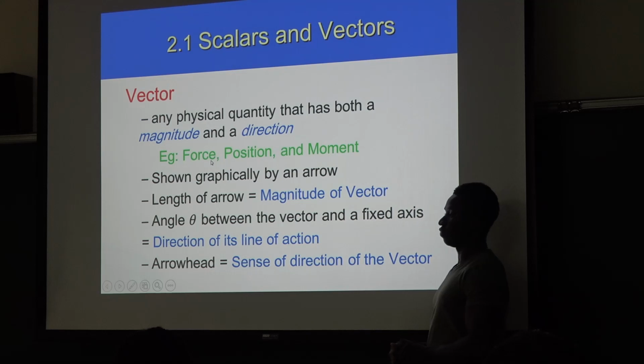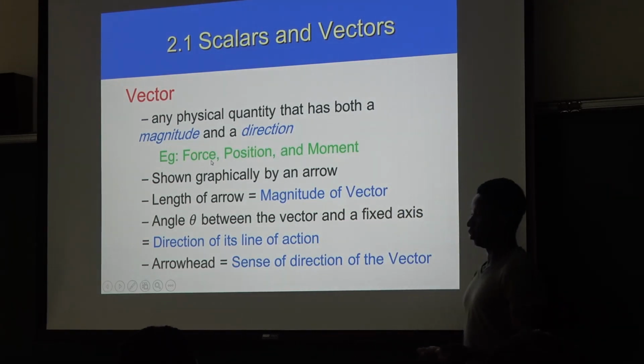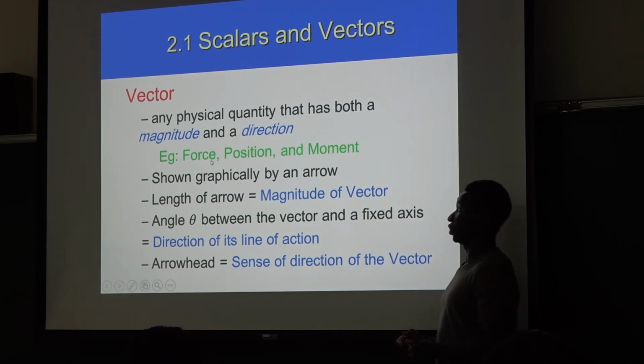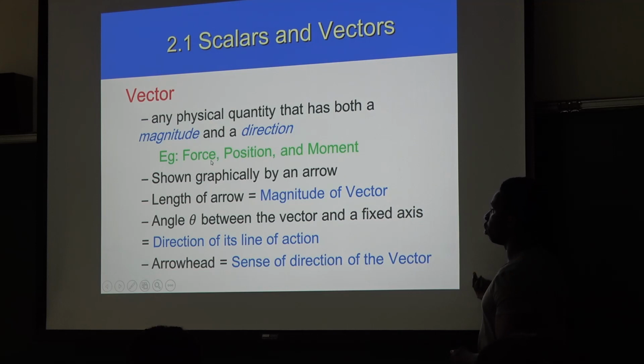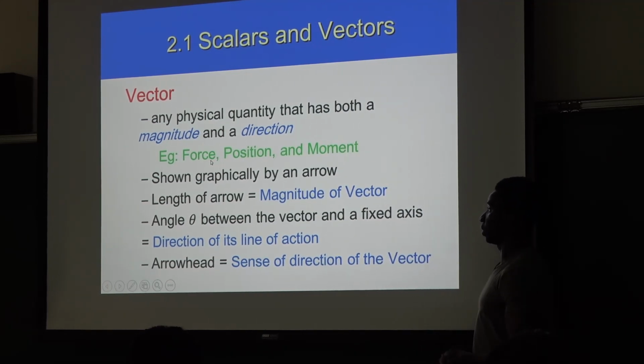For example, you have a force, okay? 100 kilonewton, which way? X direction, Y direction, this way, that way. At least you need to know, okay? The position and also a moment. So it will give you both a magnitude and a direction.